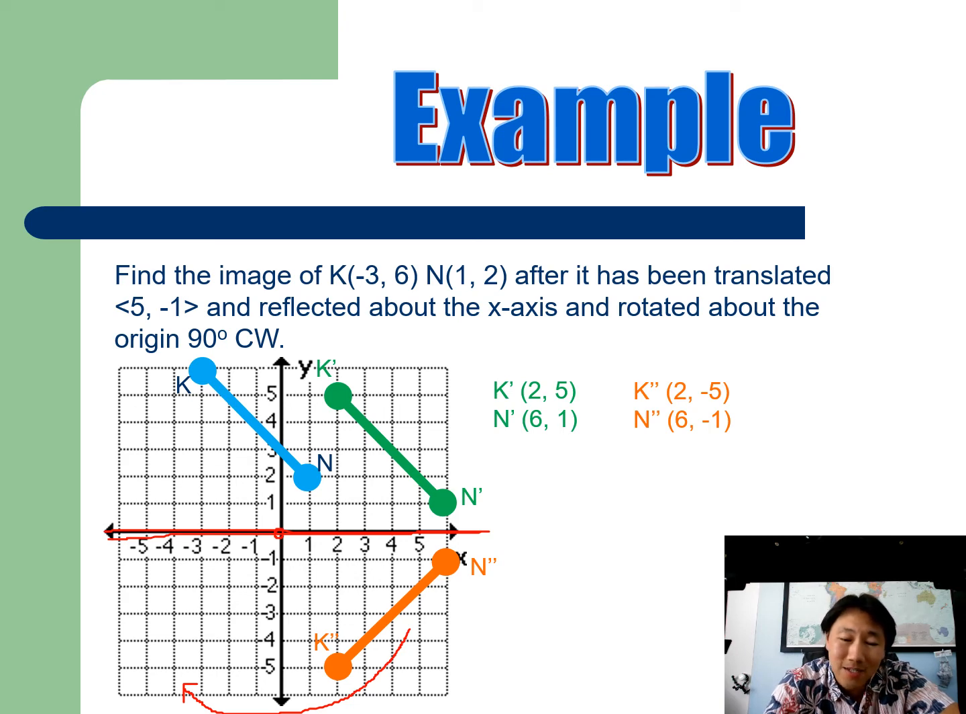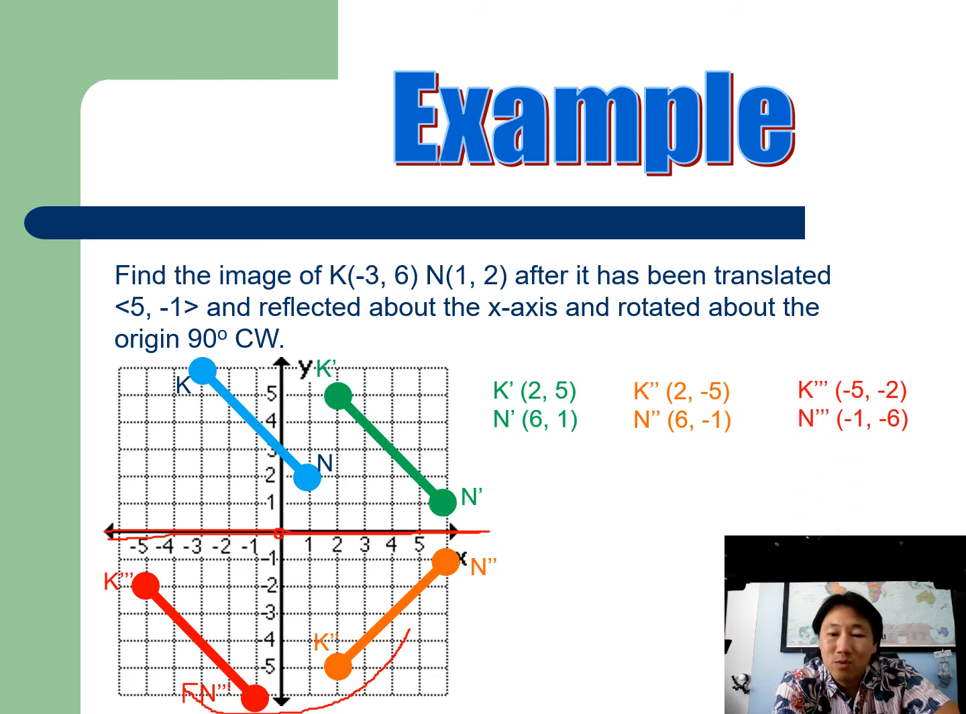This one is a little bit difficult to see. You might want to take a piece of paper, trace it, and then rotate it to see where it ends up. But if you did it right, there's where it is. K triple prime and N triple prime. K triple prime is at negative 5, negative 2, and N triple prime is at negative 1, negative 6.